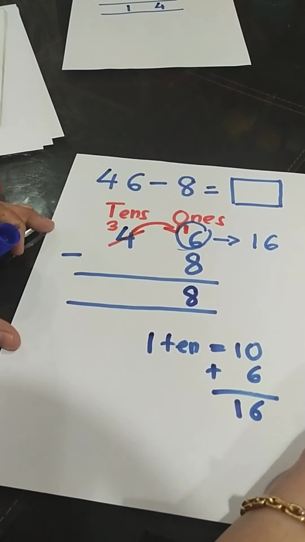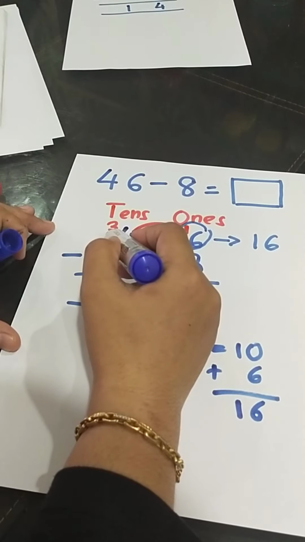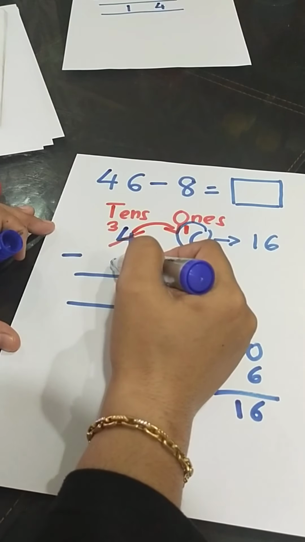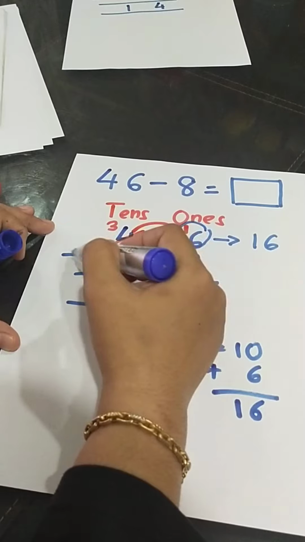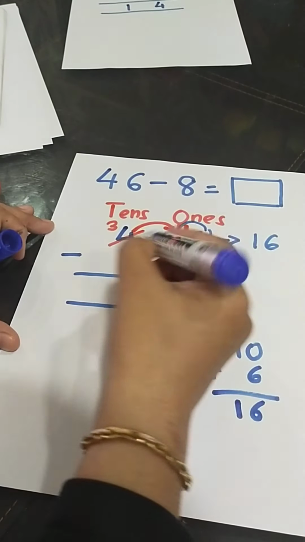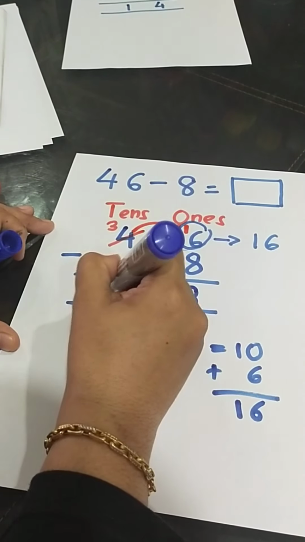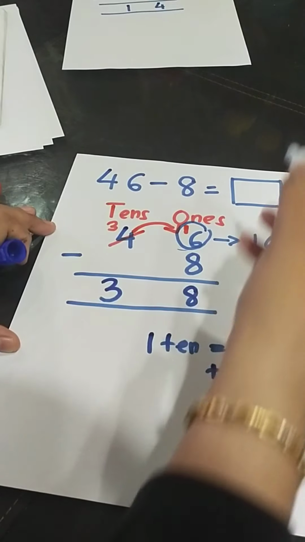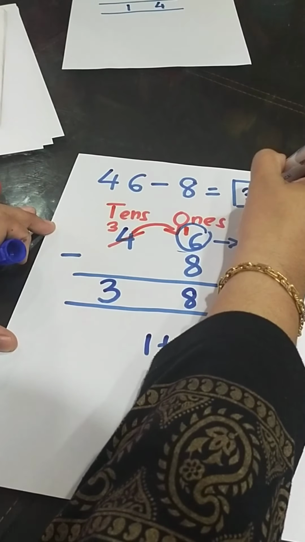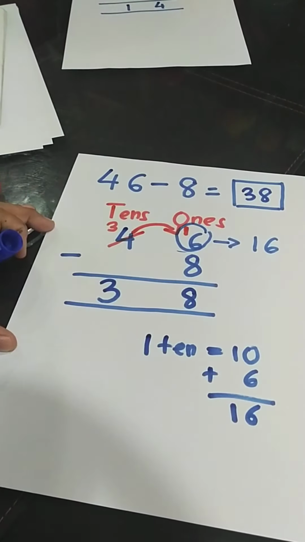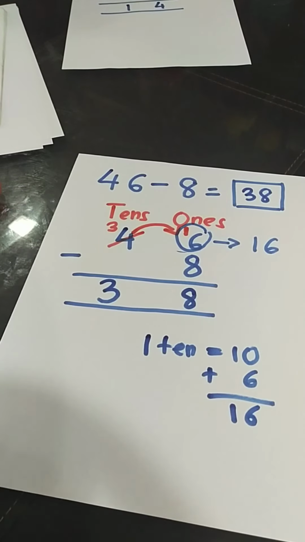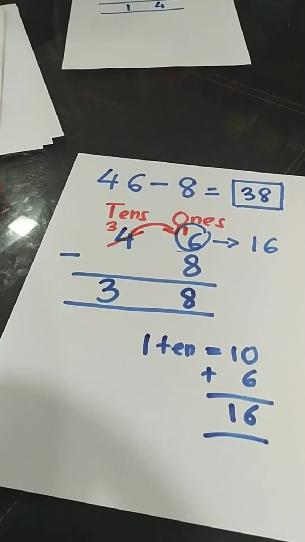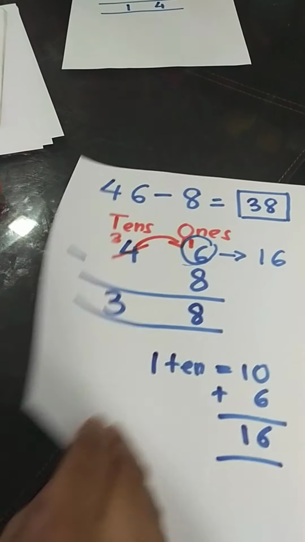Okay. Now look at tens. Tens we have 3 now. Okay, 3 minus 0. No number means 0. 3 minus 0, so the answer is 3. You just bring down 3 here. Okay. So the balance is 38. So you copy back here. 38. Okay, next. Look at another example.